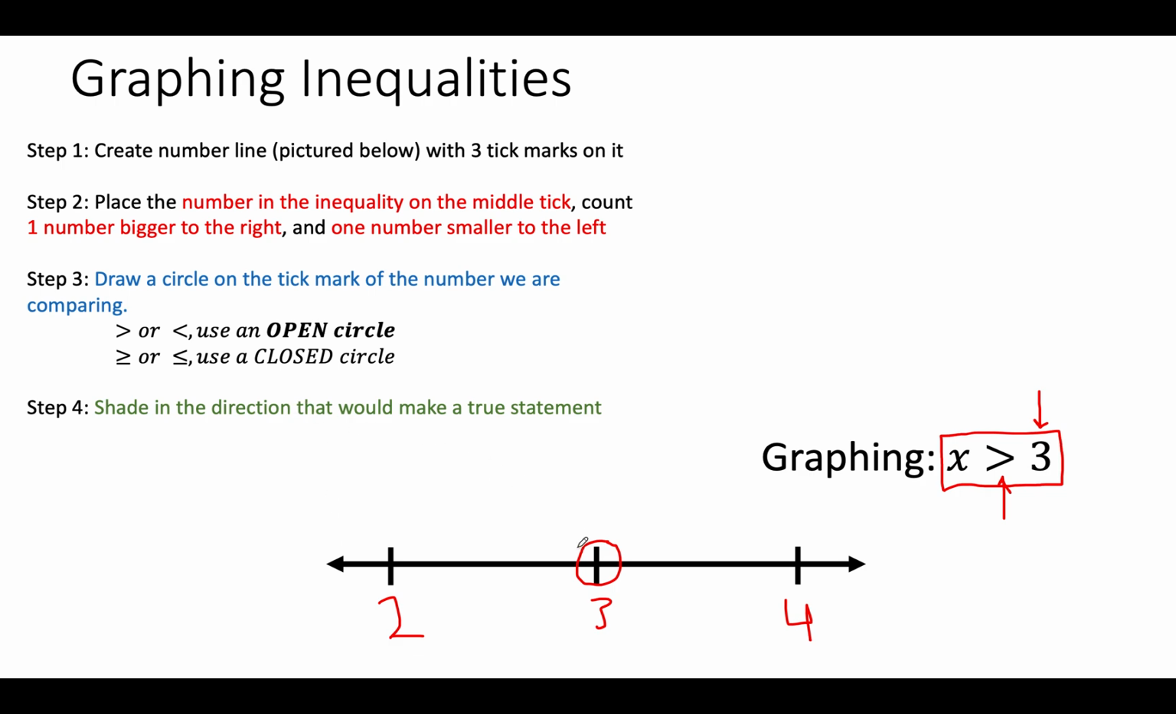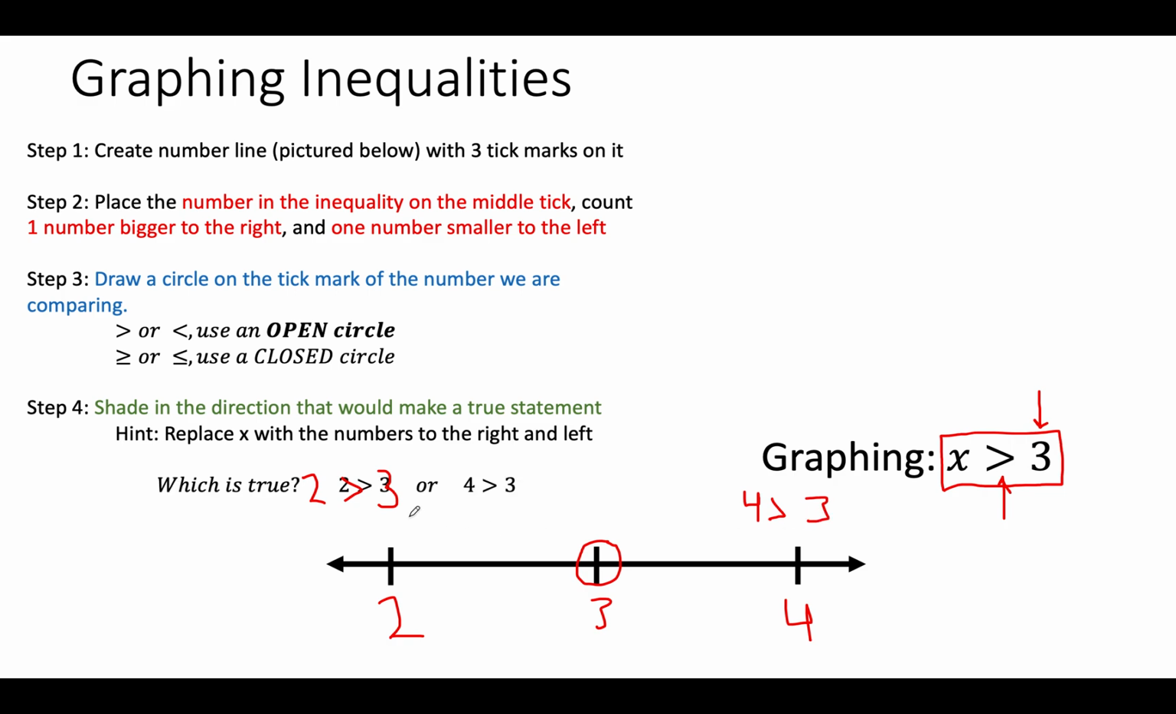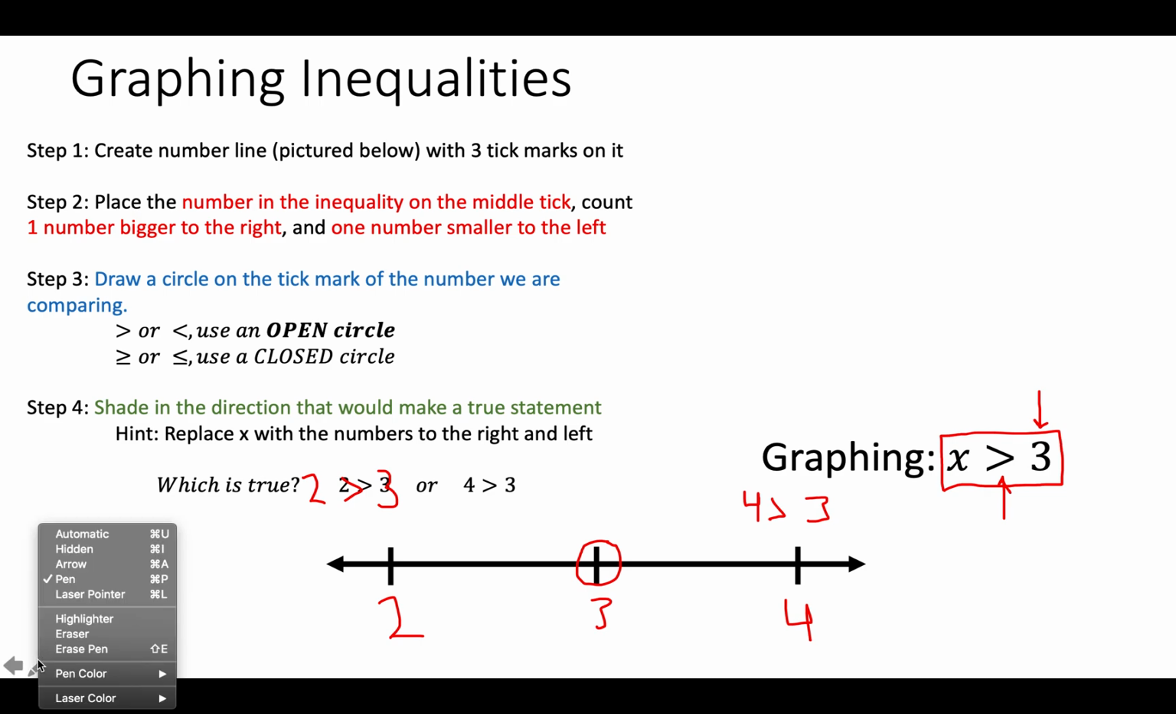Step 4, we're going to shade in the direction that would make it a true statement. What I mean by that is we're going to replace x with the numbers on the right and left, and whichever one is true is where we're going to shade. So if I look over here, I would replace x with 2, and it would be 2 is greater than 3. And on this side, I would have 4 is greater than 3. My pen kind of blocks it out, so I'll go ahead and erase that for you guys.